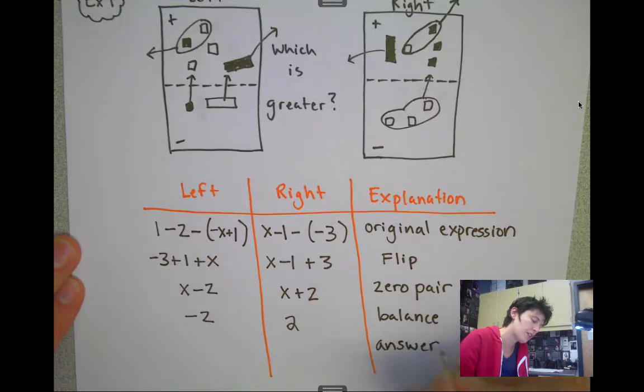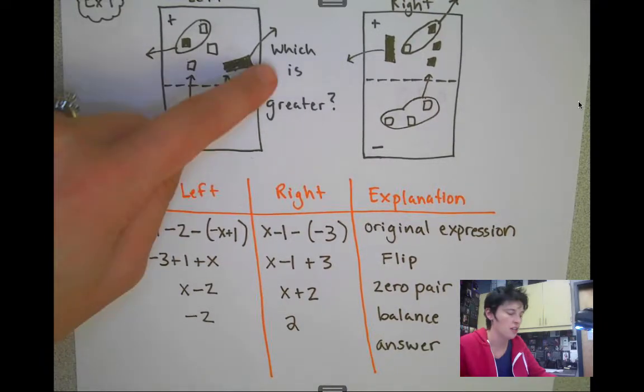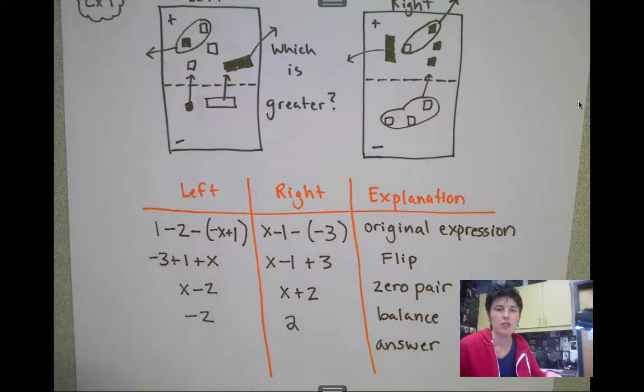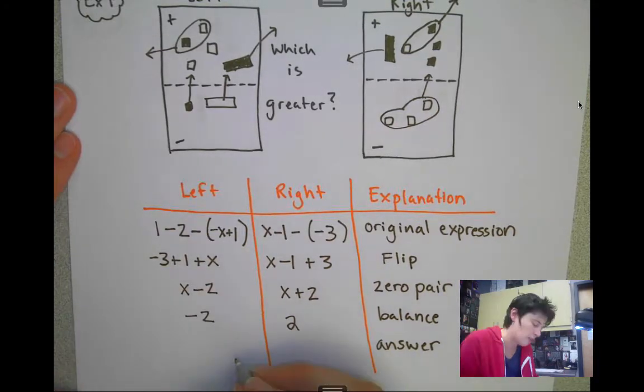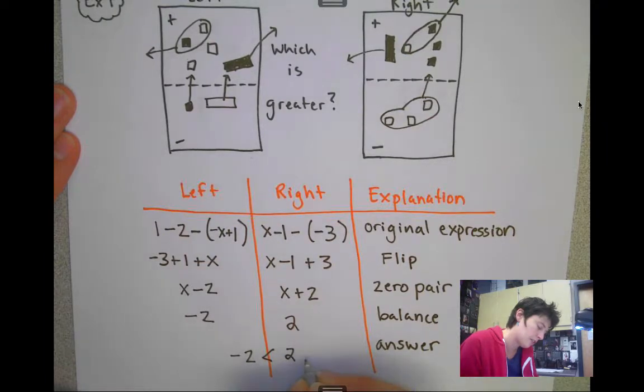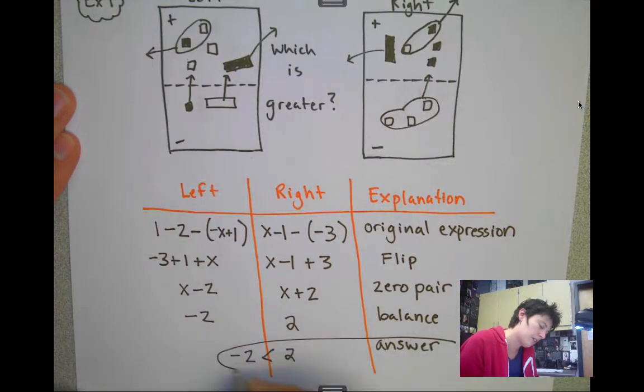Now the question, in case you've forgotten, is which is greater? So which is greater, a -2 or a +2? Well, we know +2, so I'm going to write it like this: -2 is less than +2, and I'll circle that as my answer.